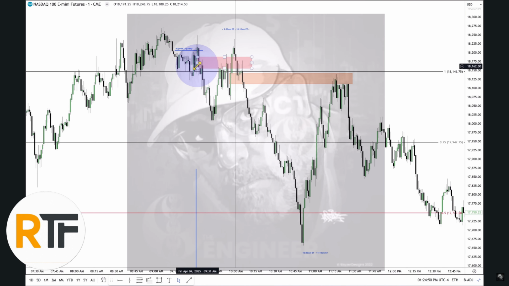Here's the first presented fair value gap. After a high, it runs short-term buy-side liquidity here. First presented fair value gap. When we're bearish, price comes back up into it and offers multiple opportunities to get short here. The very first one is this right here.